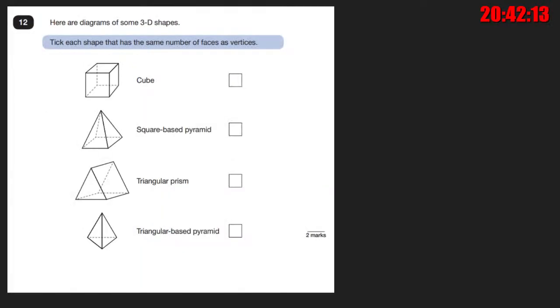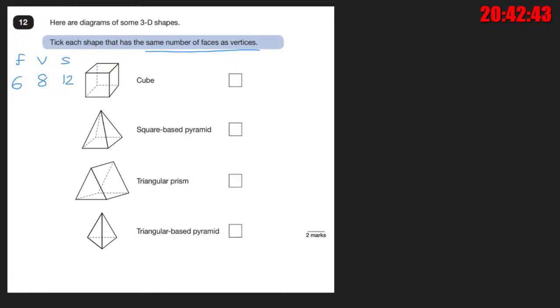Question number 12. Here are the diagrams of 3D shapes. Tick each shape that has the same number of faces as vertices, right? So I'm going to write faces, vertices, and sides. Let's study together. Cube has 6 faces. Vertices are the corners, 8 corners. Sides is going to be 12 sides.